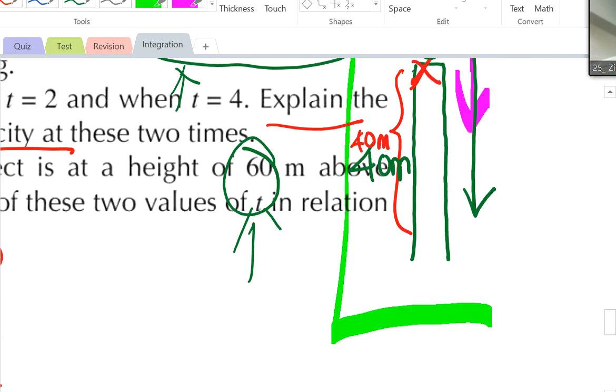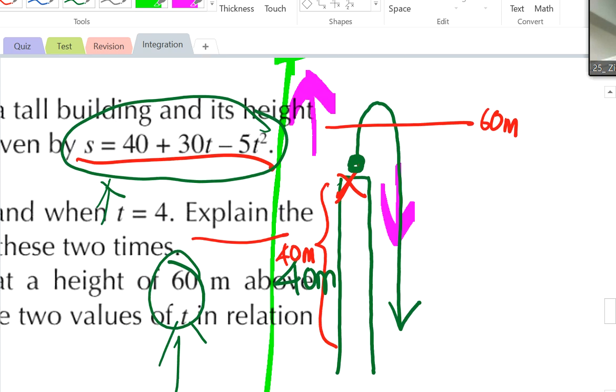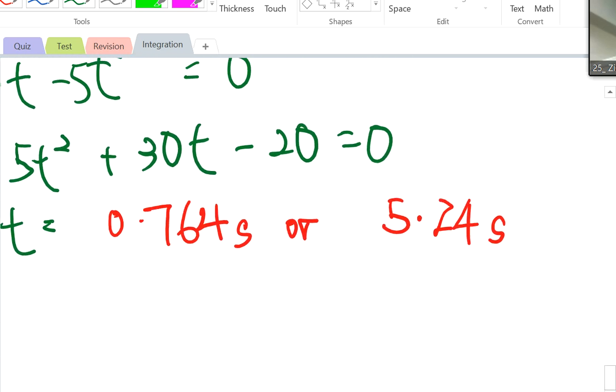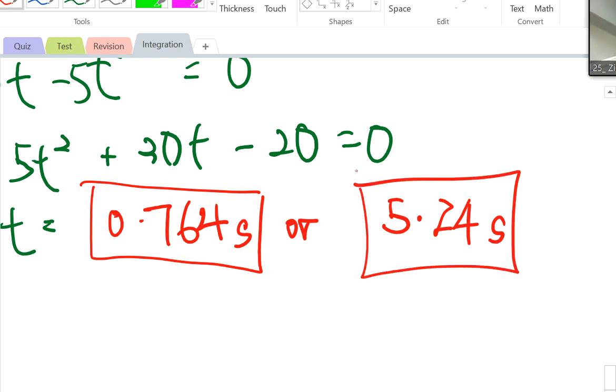All right, so you see my picture. The building is 40 meter, but at 60 meter, when the object is first thrown out, there's one timing when it's 60 meter. Then there's a timing where it's actually at 60 meter after it falls down. So this very first one, let me call this t1. This one, t2. Which number will give us t1? There are two numbers here. Which one will give us t2?